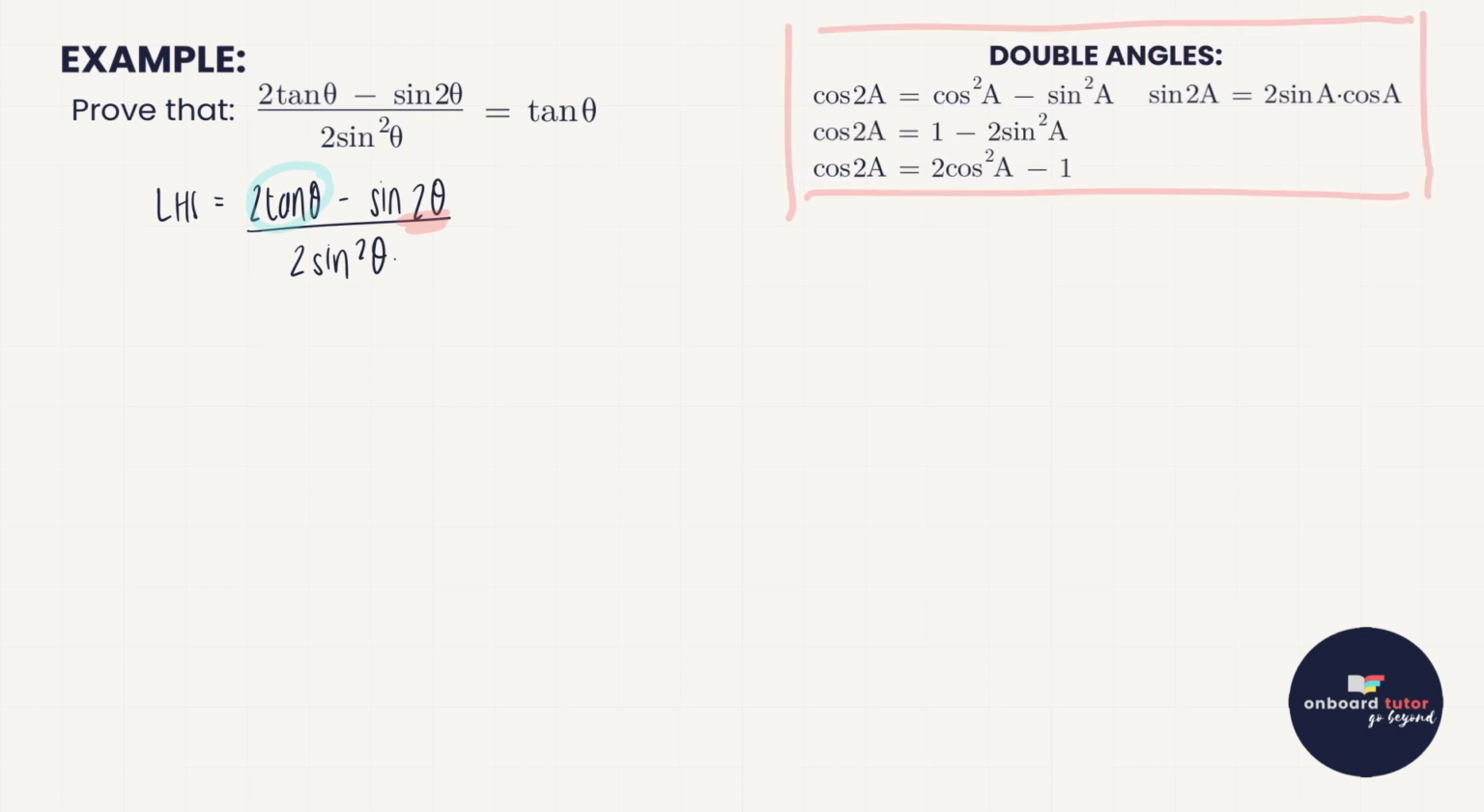So from the formula sheets, we can get those double angle formulae. Here we're also going to end up with 2 sine theta over cos theta, that tan is changing, minus sine 2 theta. So have a look there. Sine of a double angle ends up being 2 sine of that angle cos of that angle. So this is going to be minus 2 sine theta cos theta over 2 sine squared theta.